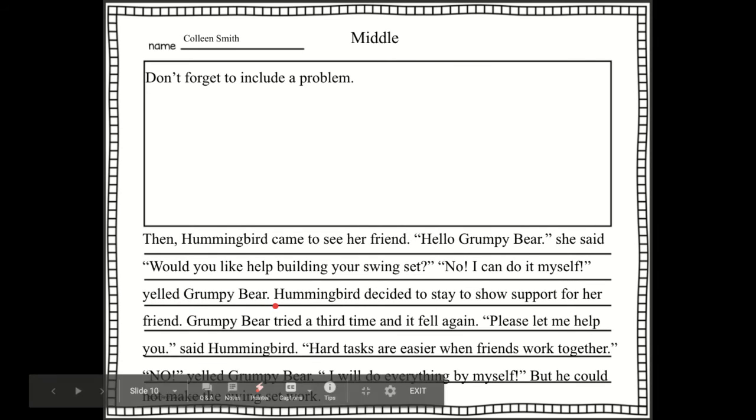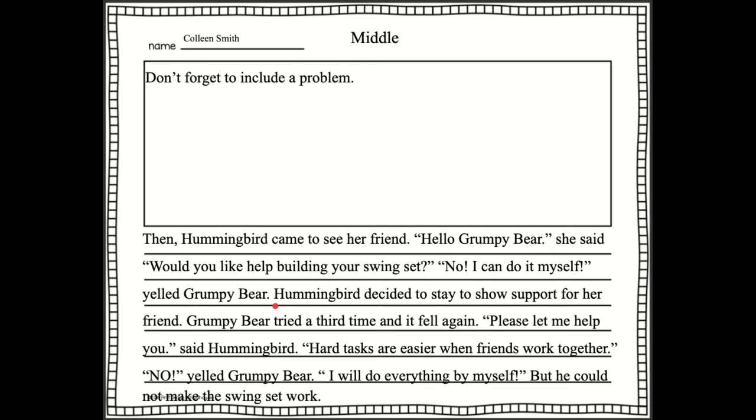Hummingbird decided to stay to show support for her friend. Grumpy Bear tried a third time, and it fell again. "Please let me help you," said Hummingbird. "Hard tasks are easier when friends work together." "No," yelled Grumpy Bear, "I will do everything by myself." But he could not make the swing set work.